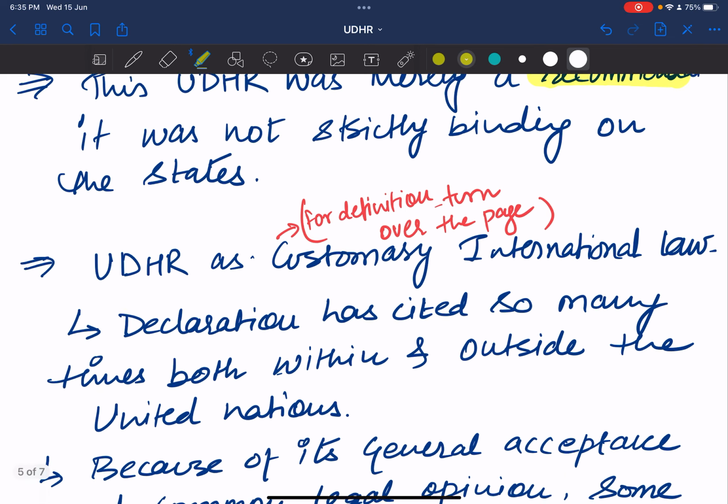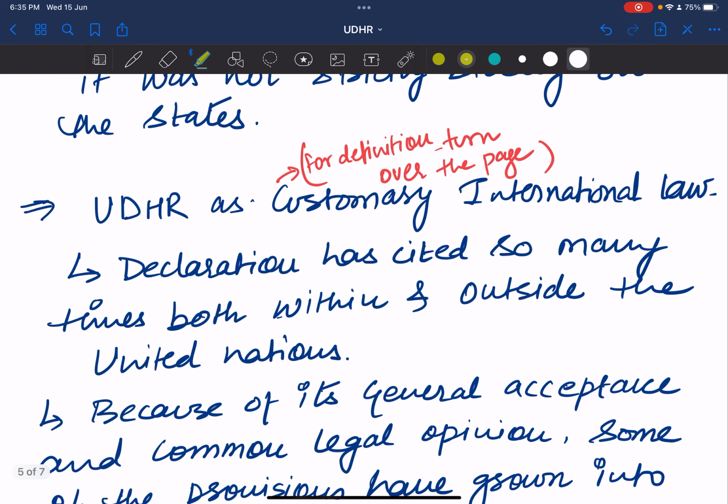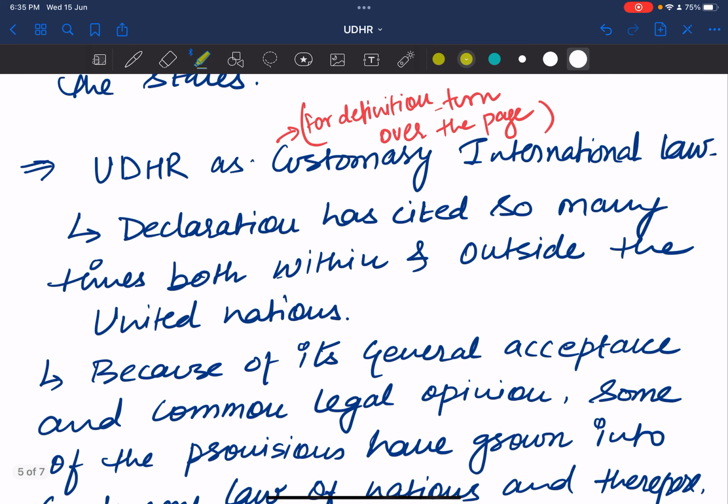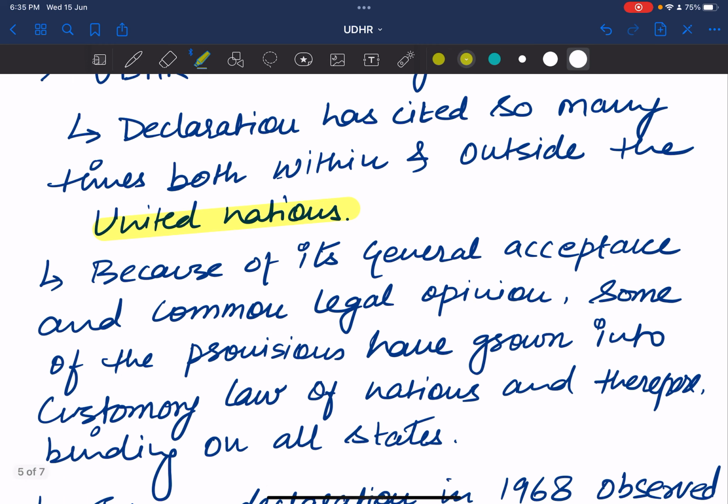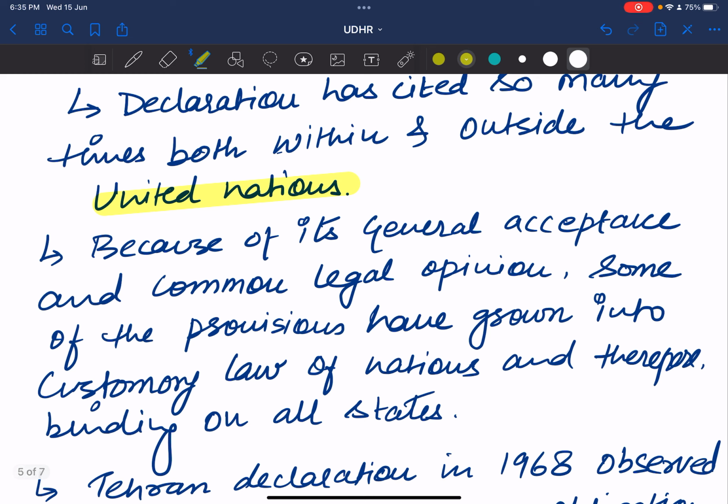So UDHR has been used as a customary international law. What is that? Let's read it further. The Declaration has been cited so many times both within and outside the United Nations. So that means that this declaration has been referred to on and off, within and outside of the United Nations. Because of its general acceptance and common legal opinion, some of the provisions have grown into customary law of nations and therefore binding on all states. So that means when a country is accepting this, it eventually becomes binding law.